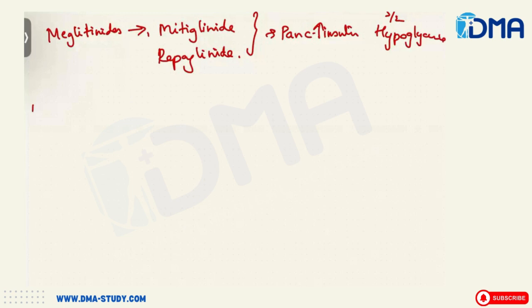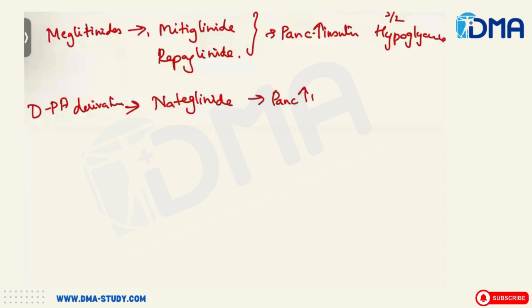Then D-phenylalanine derivative. Example is nateglinide. This also acts at the pancreatic level to increase the insulin, and similarly it can also cause hypoglycemia. So these are the most commonly used anti-diabetic drugs.